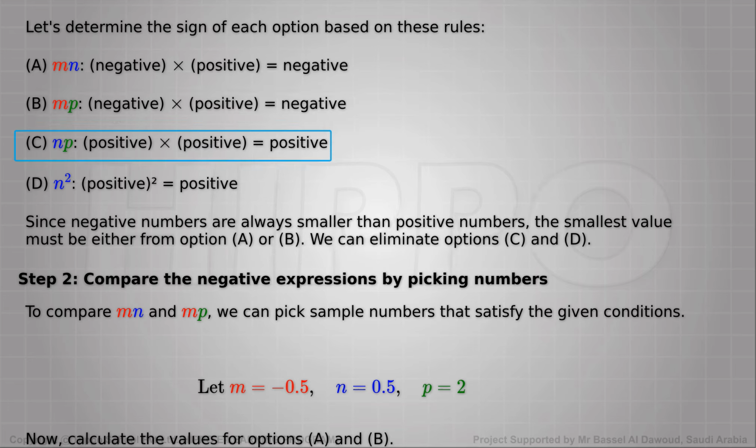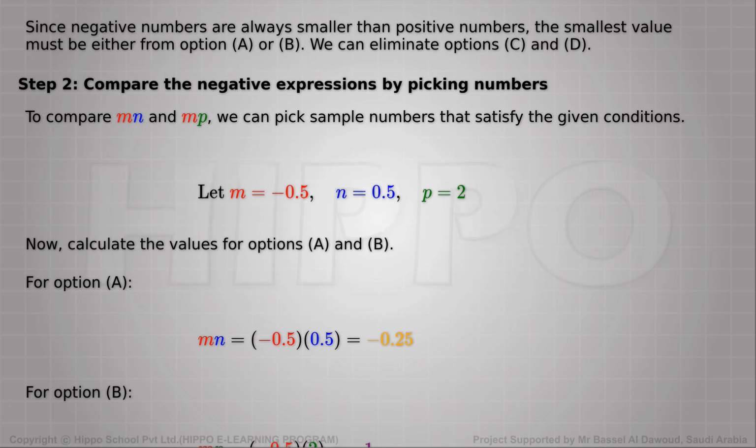Moving on to option C, n times p. Here we have a positive times a positive, which is always positive. Finally, for option D, n squared. Since n is positive, squaring it will also result in a positive number. This is a huge step forward.